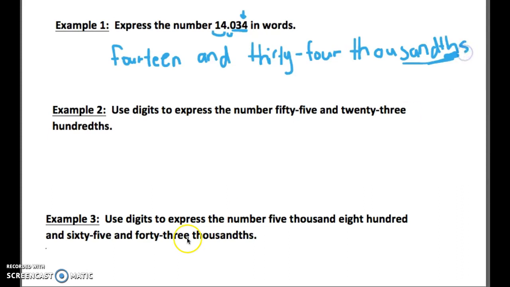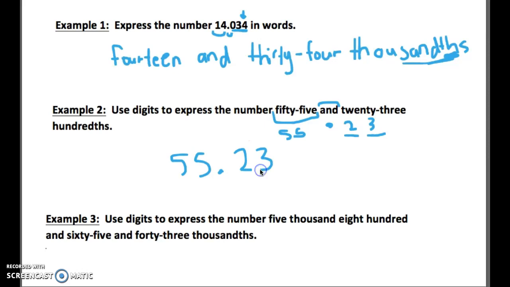Okay, let's look at example 2. Use digits to express the number: fifty-five and twenty-three hundredths. So far we have 55, and is a decimal, 23 hundredths. So tenths, hundredths. There's my 23. So my final answer would be 55.23.